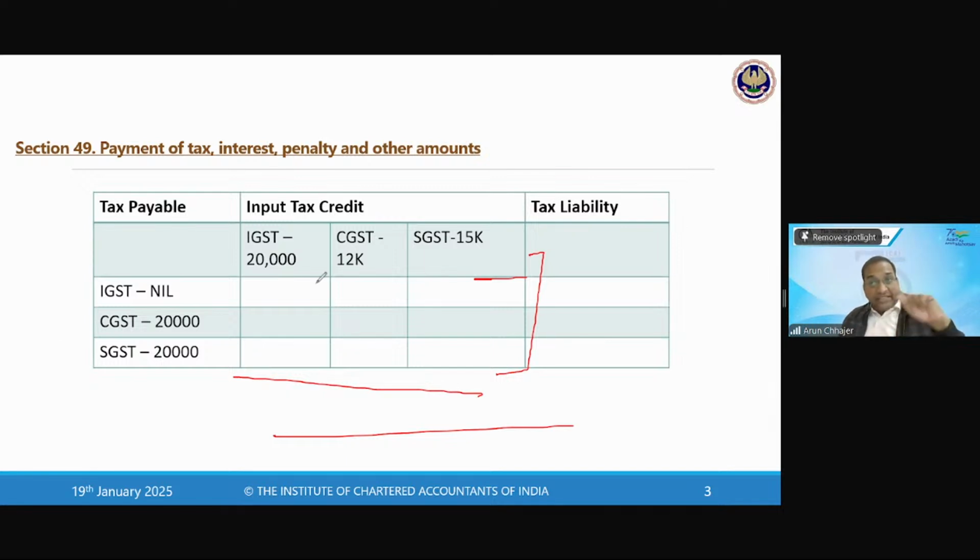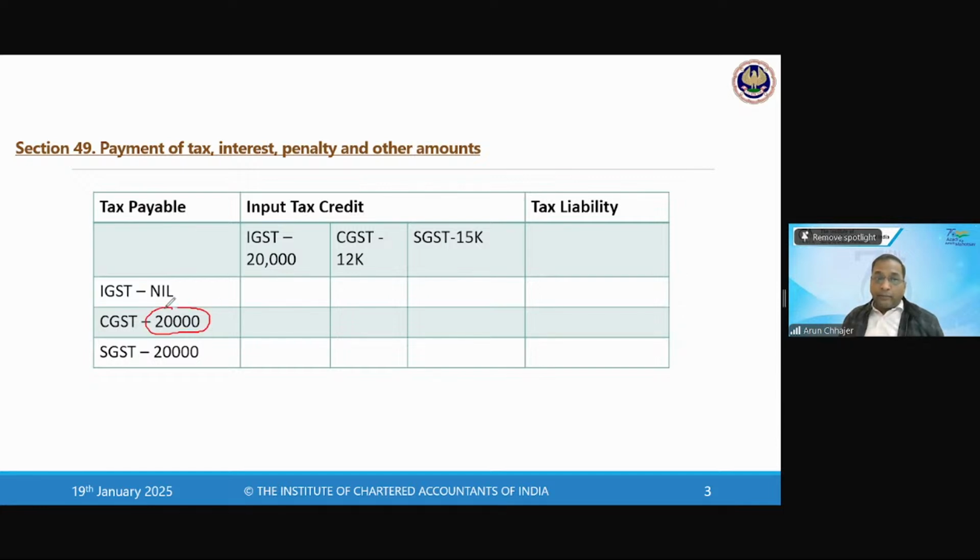Okay, I will solve this question but in a different manner. Tell me, for paying the liability of 20, will I use first IGST or will I use first CGST? Tell me, कौन सा मैं यूज करूंगा, IGST या CGST? You all tell me which head I will use first for offsetting the liability of CGST. Answer is this is the first.